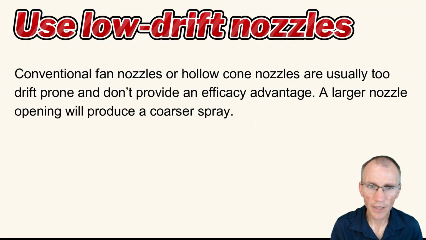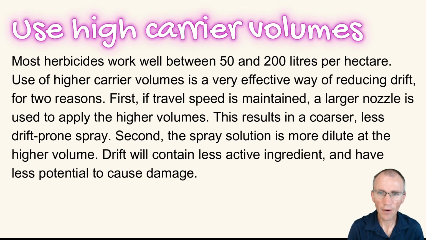Use low drift nozzles. Conventional fan nozzles or hollow cone nozzles are usually too drift prone and don't provide an efficacy advantage. A larger nozzle opening will produce a coarser spray. We can also use high carrier volumes to reduce drift. Most herbicides work well between 50 and 200 liters per hectare.